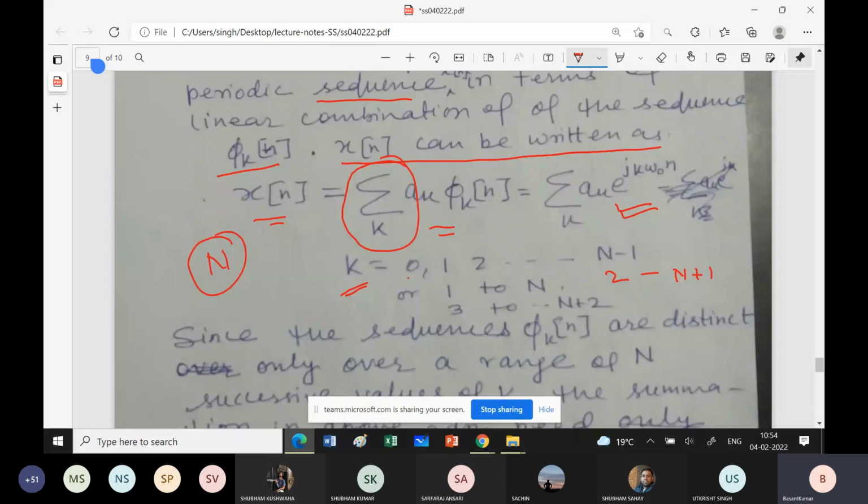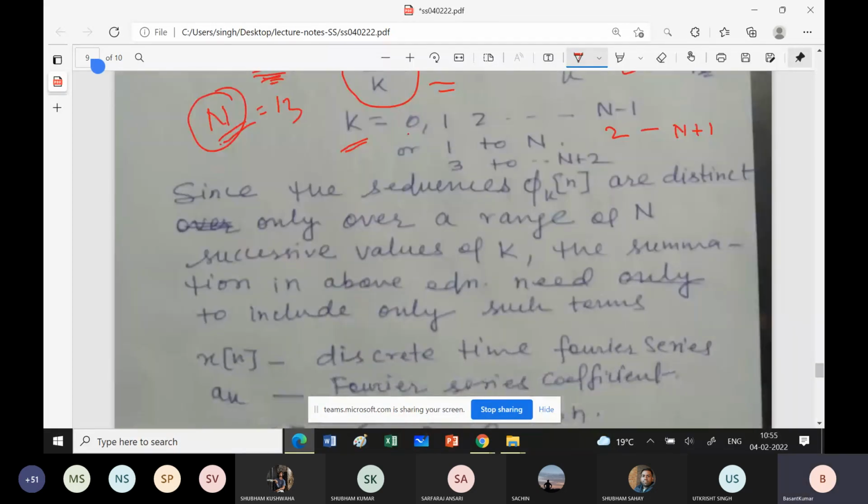and this capital N is the time period, and it will be an integer, that is for sure. So the number of terms will be equal to the time period. The time period will be an integer. So suppose it is 13, it means the terms in the sequence will be only 13.